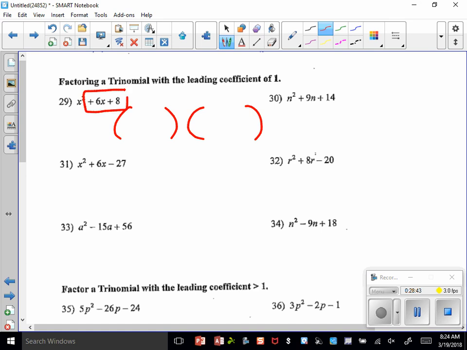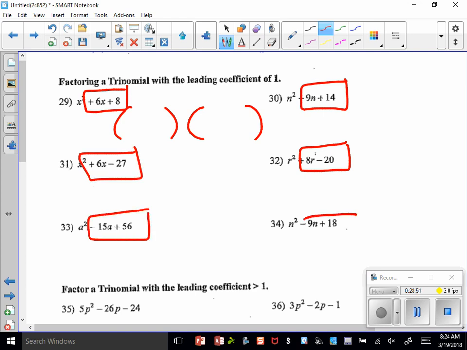You take a look at these two terms right here when that first number is 1. And basically what you're saying to yourself is, what times what will give me the C term? In this case, it's 8. So what are the factors of 8 that add up to 6? That's what you got to say to yourself. So that's why those two terms are important. So what times what gives you 8? But when you add those what and what, it equals 6. Isn't it 4 and 2? So all you say is x plus 4 and x plus 2. Doesn't matter which one you write first.